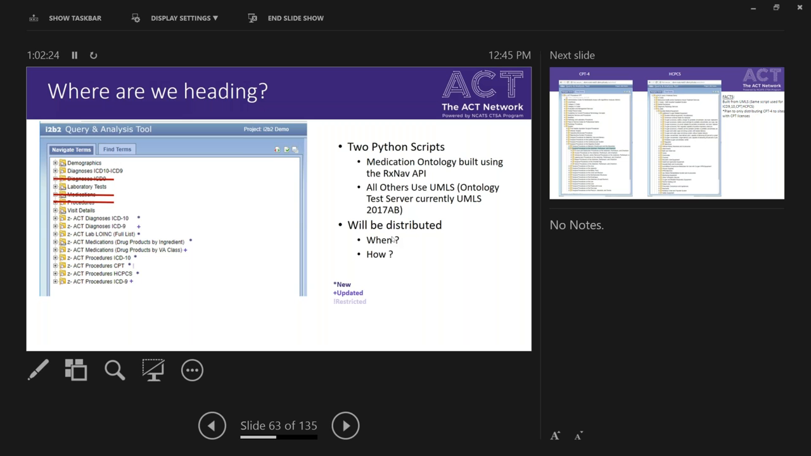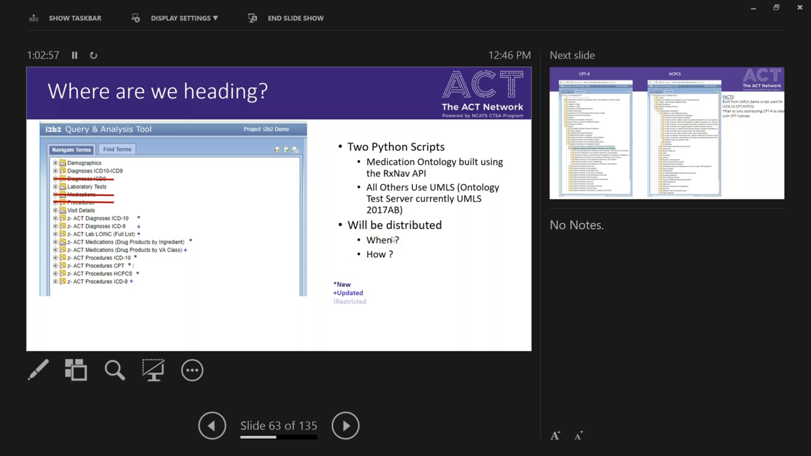Okay, so I've kind of got the ontologies down to a science at this point. All this pausing and going back and forth allowed me to rewrite this over and over again. Basically now I have whittled it down to two scripts. One script can pretty much generate any I2B2 ontology from UMLS, as long as there's a hierarchy in the MRHIER table. And the other is the med ontology, which I build using the RxNav API.